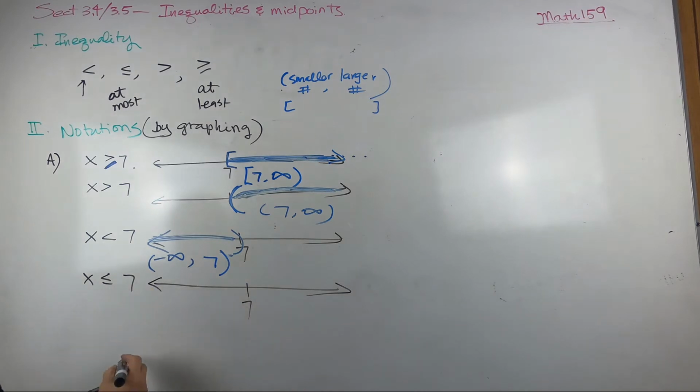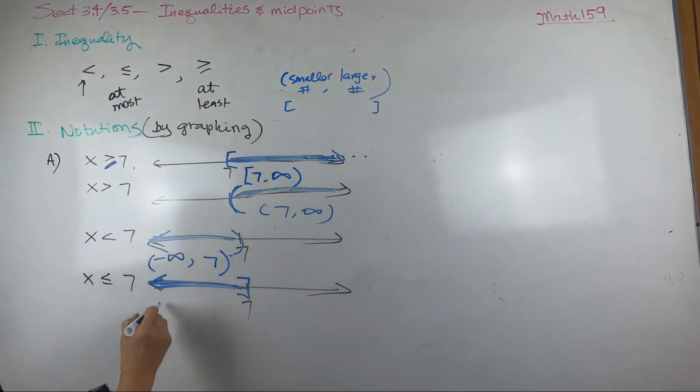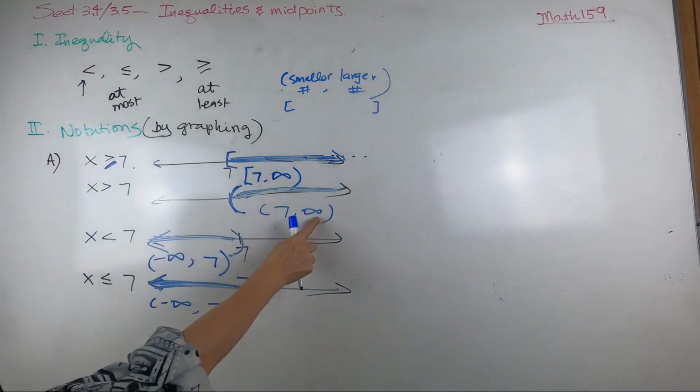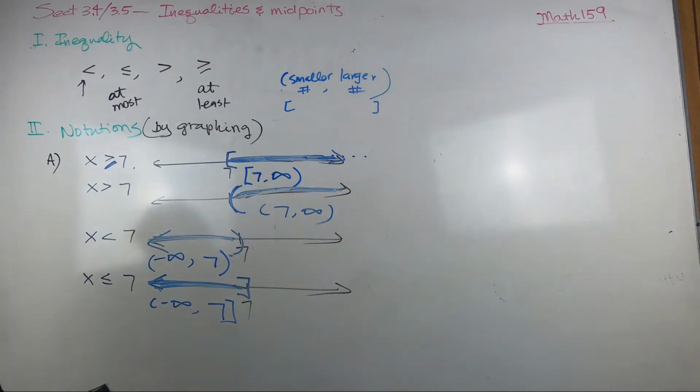If it's less than or equal to, it's here, but including 7, so we do negative infinity to 7 inclusive. Infinity, you always use a parenthesis.